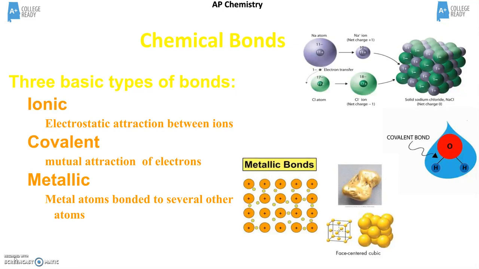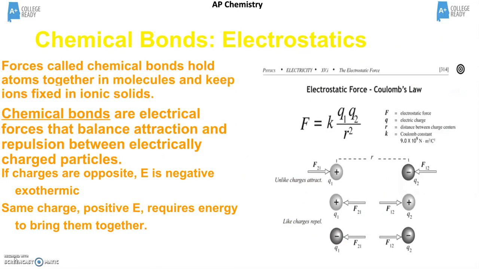Our third and final type of bond is metallic. Metallic atoms are bonded to several other atoms. It can be like atoms. For example, I have the diagram of gold, and notice that they're not so much in an evenly spaced format, such as our ionic, but they're kind of clumped together. We'll go more into that in terms of those delocalized electrons. All right, let's go to our next slide.